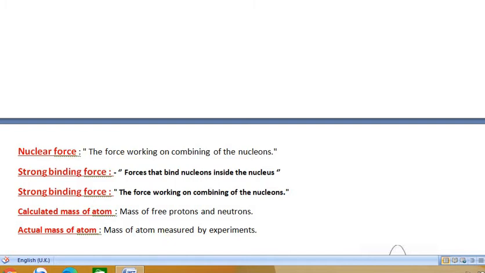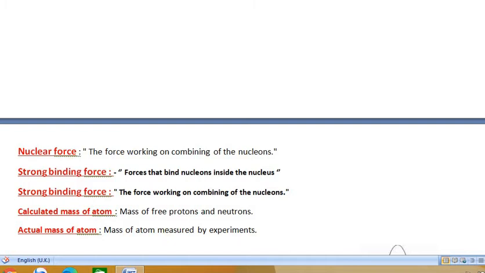small, and there is an attraction force between the nucleons. There is a force between them. This force is called nuclear force, the force working on combining the nucleons. This force prevents nucleons from getting out of the nucleus. There is also a stronger force called the strong binding force. This force binds the nucleons inside the nucleus.